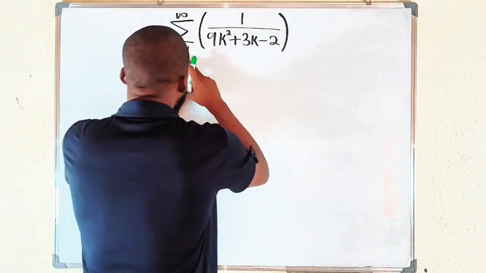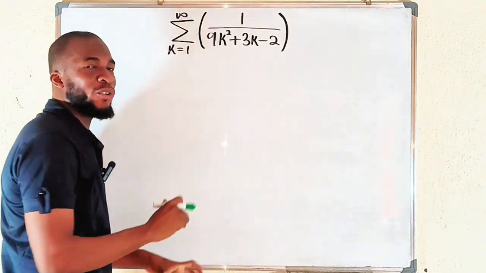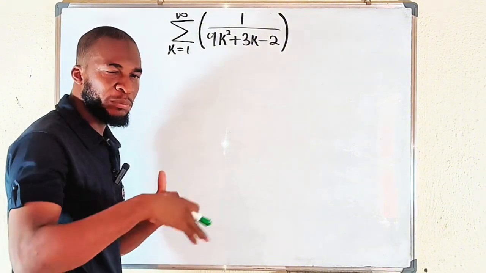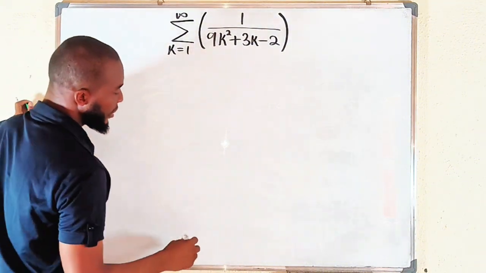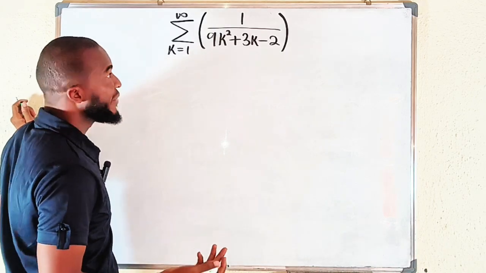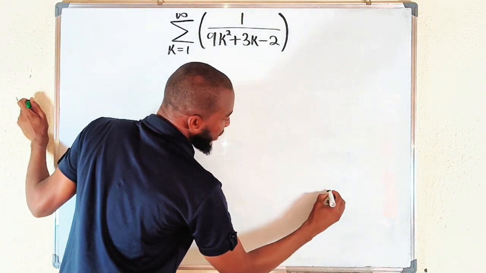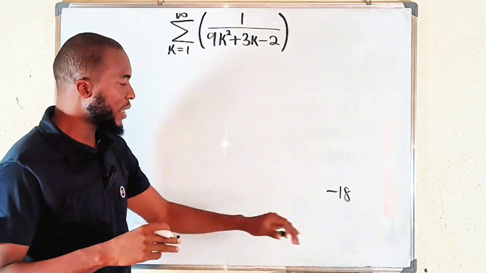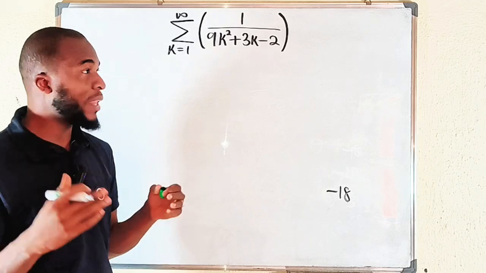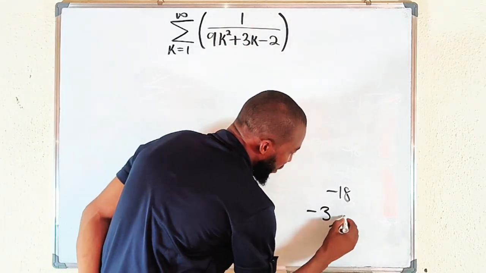So instead of plugging 1 here, 2 here, 3 here, let us evaluate this function first, or let me say, let us simplify it a little bit. Take the quadratic expression here and factorize it if possible. 9 times negative 2 will give us negative 18. We need two numbers that multiply together to give negative 18, and when you add them together, you get positive 3. The numbers are negative 3 and positive 6.